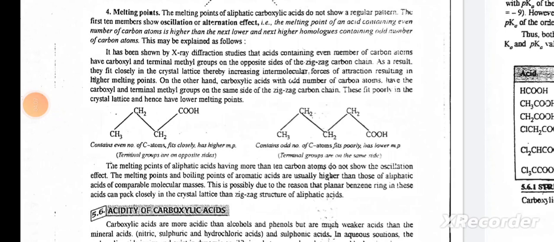Contains even number of C atoms, fits closely, has higher melting point. Terminal groups are on opposite sides. Contains odd number of C atoms, fits poorly, has lower melting point. Terminal groups are on the same side.